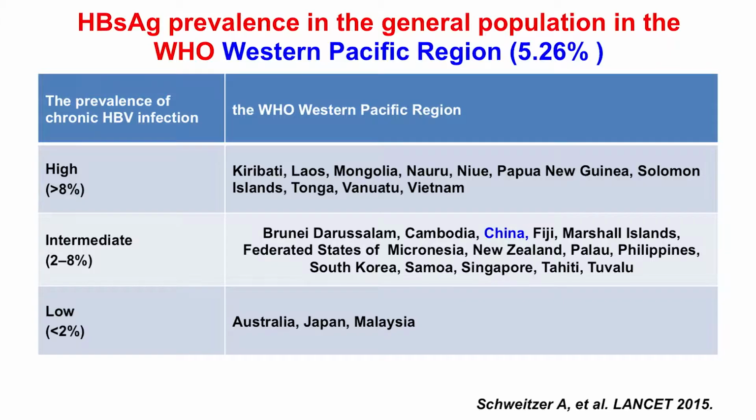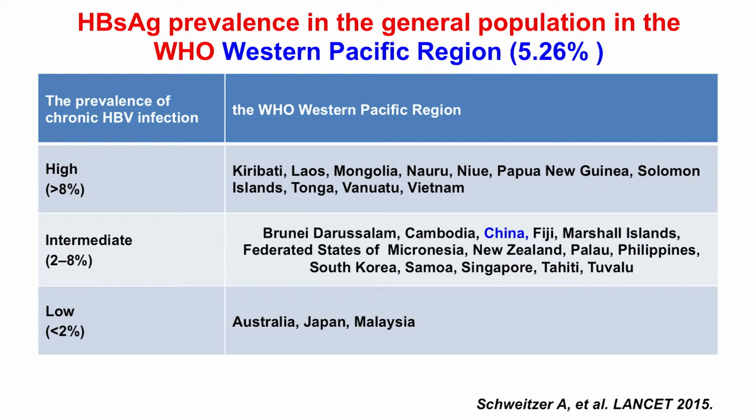Lastly, but most important, I would like to emphasize the Western Pacific region, where I came from. There are around 5% of the population positive for surface antigen. As we know, this region is also a populous part of the world.